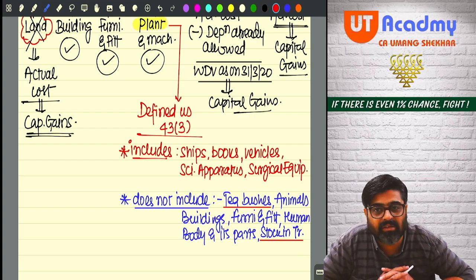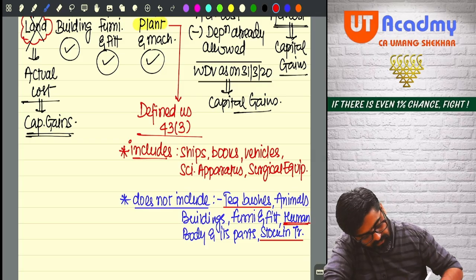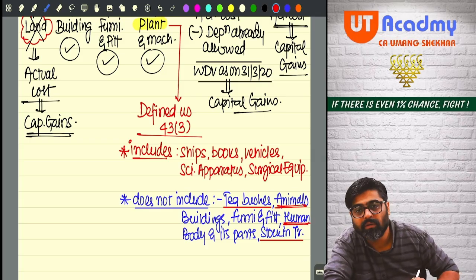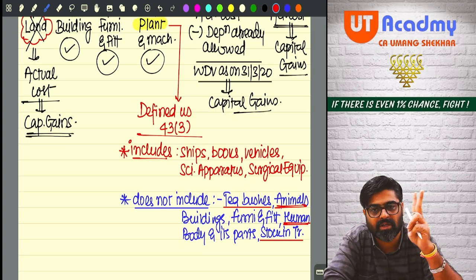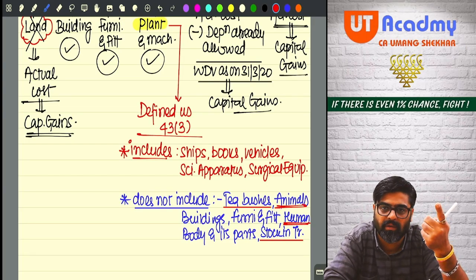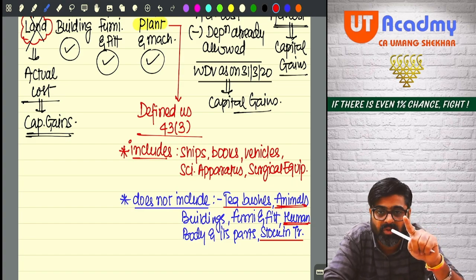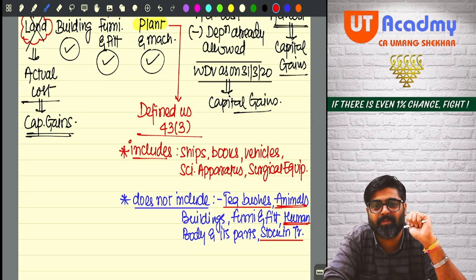Forget about animals. Animals can never be treated. Forget about human body and its parts. It can never be treated as plant. Getting my point? So human body, animals, they are never treated as plant. So something which is not a furniture, not a building, will be plant and machinery, will be plant. But that should not be tea bushes. That should not be human body and its parts. That should not be stock in trade.